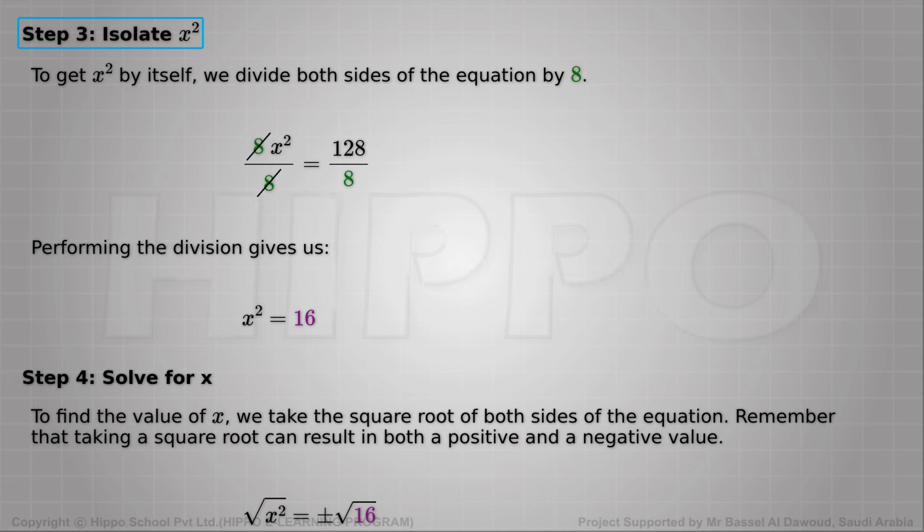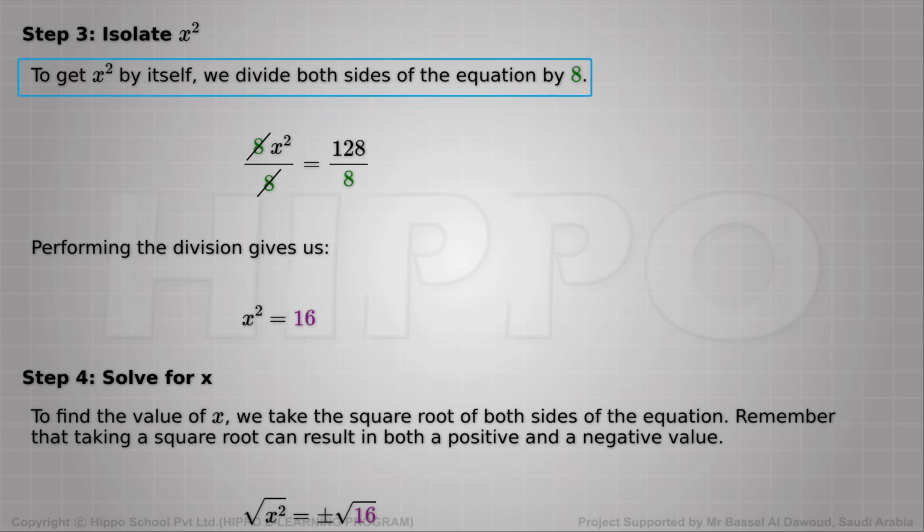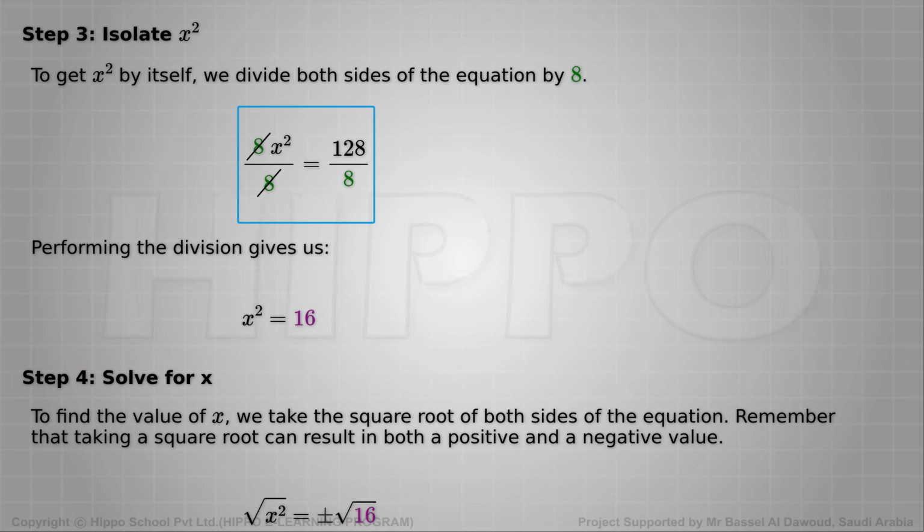To do that, we first need to isolate the x squared term. Right now, x squared is being multiplied by 8. To undo multiplication, we use division. So we will divide both sides of the equation by 8. As you see, this is written as 8x squared over 8 equals 128 over 8. The 8's on the left side will cancel out.